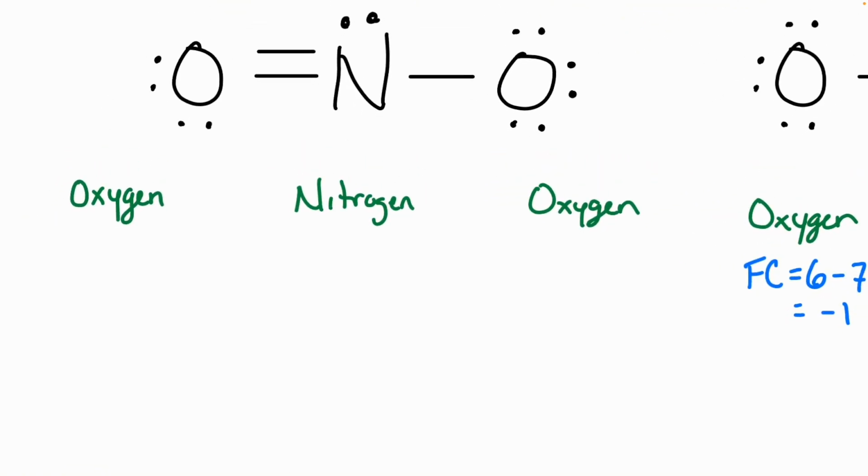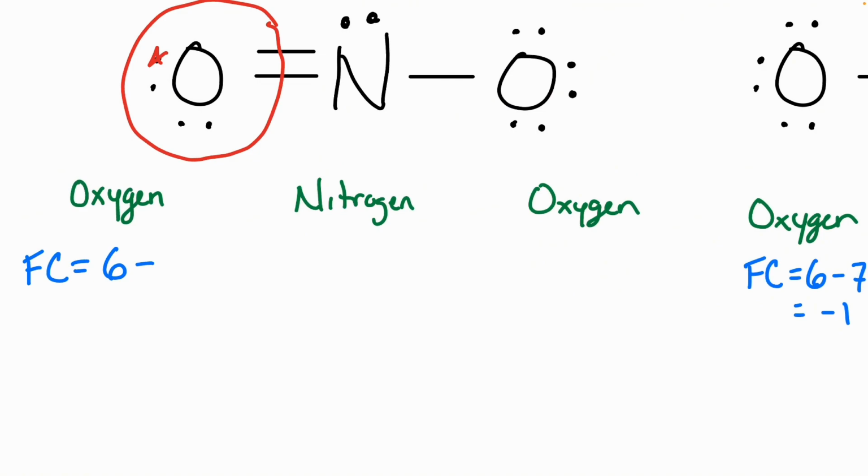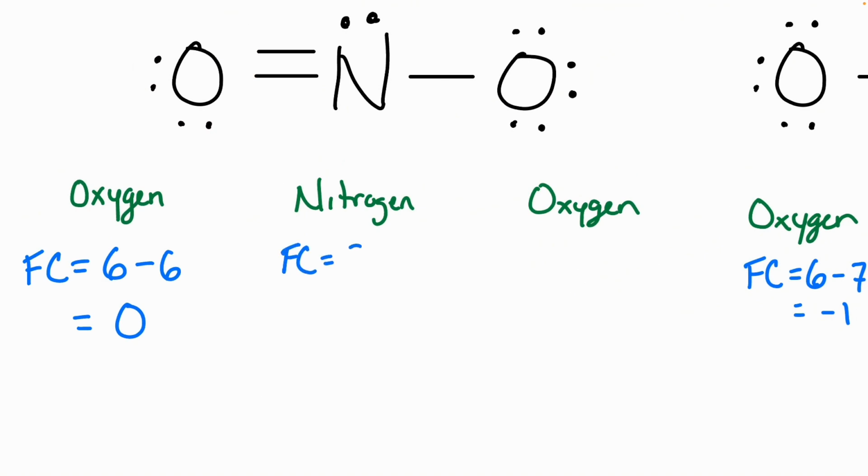All right, so if we look at this first oxygen, my formal charge calculation is the number of electrons oxygen has in its valence minus how many are in my little bubble here. 1, 2, 3, 4, 5, 6. So this particular oxygen has a formal charge of 0. If I go to my nitrogen, my formal charge is the number of valence electrons the nitrogen atom has, 5, minus the number in my bubble, 1, 2, 3, 4, 5. So my nitrogen also has a formal charge of 0.